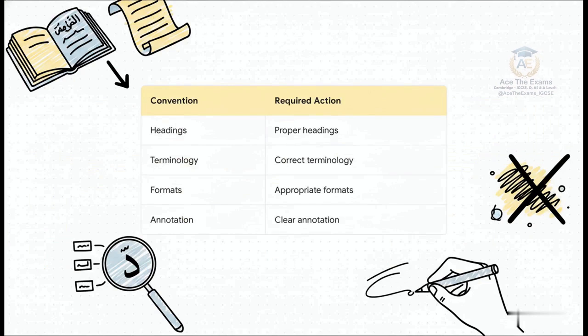Let's zoom in on presentation, because Cambridge is famously strict about these conventions. It's not just about, oh, does my handwriting look pretty? No, this is a rigidly graded component. You have to use proper headings, apply the correct academic terminology, use the right structural formats, and provide crystal clear annotations. If your practical application is a messy disaster, or you're using colloquial phrasing instead of proper Arabic grammatical terms, you are basically throwing those 5 marks in the trash.